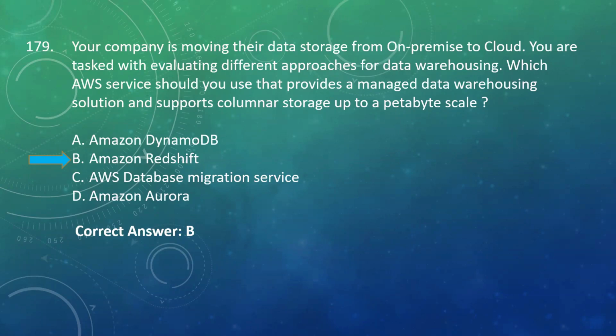Amazon Aurora is a relational database engine that is fully compatible with MySQL and PostgreSQL. While that is an excellent choice for transactional workloads, it is not designed for data warehousing, which leaves us with only one option, which is option B, Amazon Redshift, the correct answer.